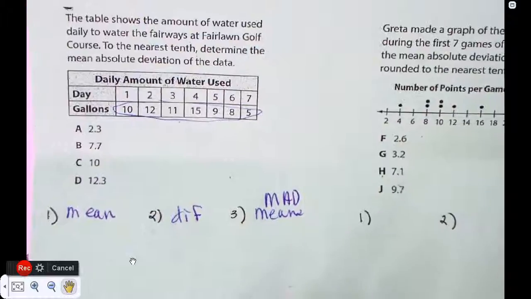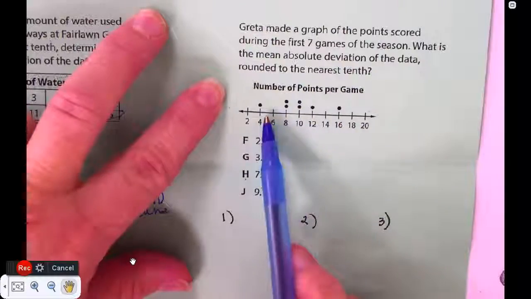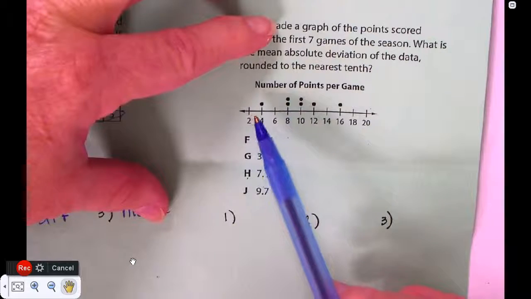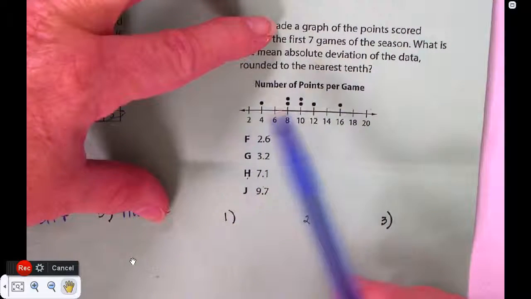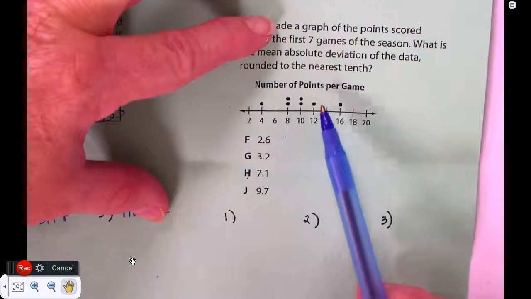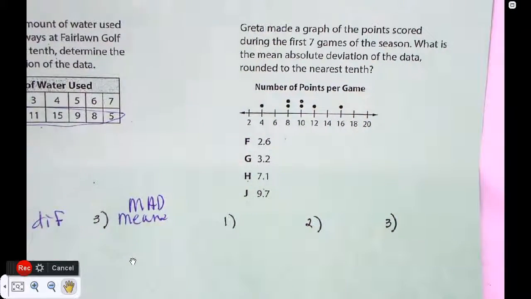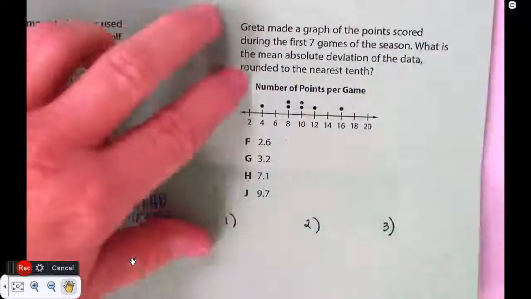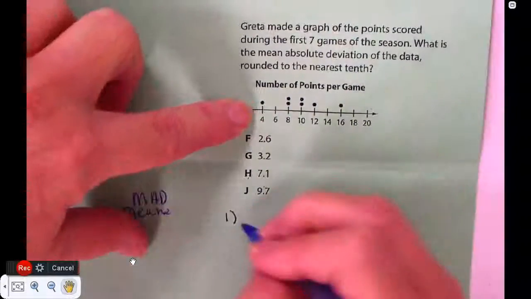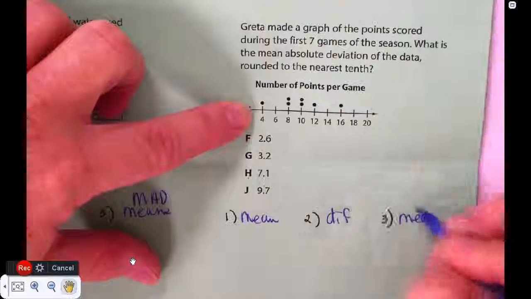When you get over here to the second one, guys, what does this mean? The number of points per game. First 7 games. What does that mean? The dots right there. So tell me the points they got in the games. 4, 8, 8, 10, 10, 12, 16. So they scored 8 twice. They scored 10 twice. So you're going to use those numbers. Mean, difference, mean again. This will give you the MAD.